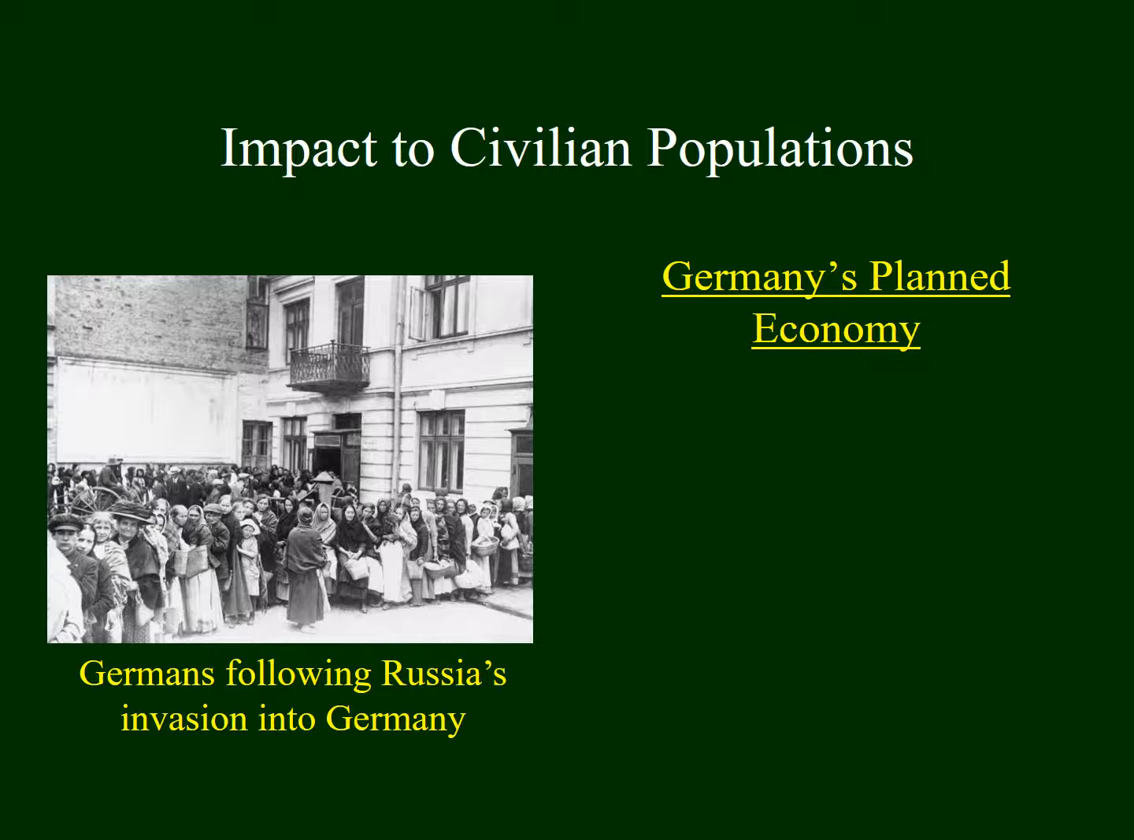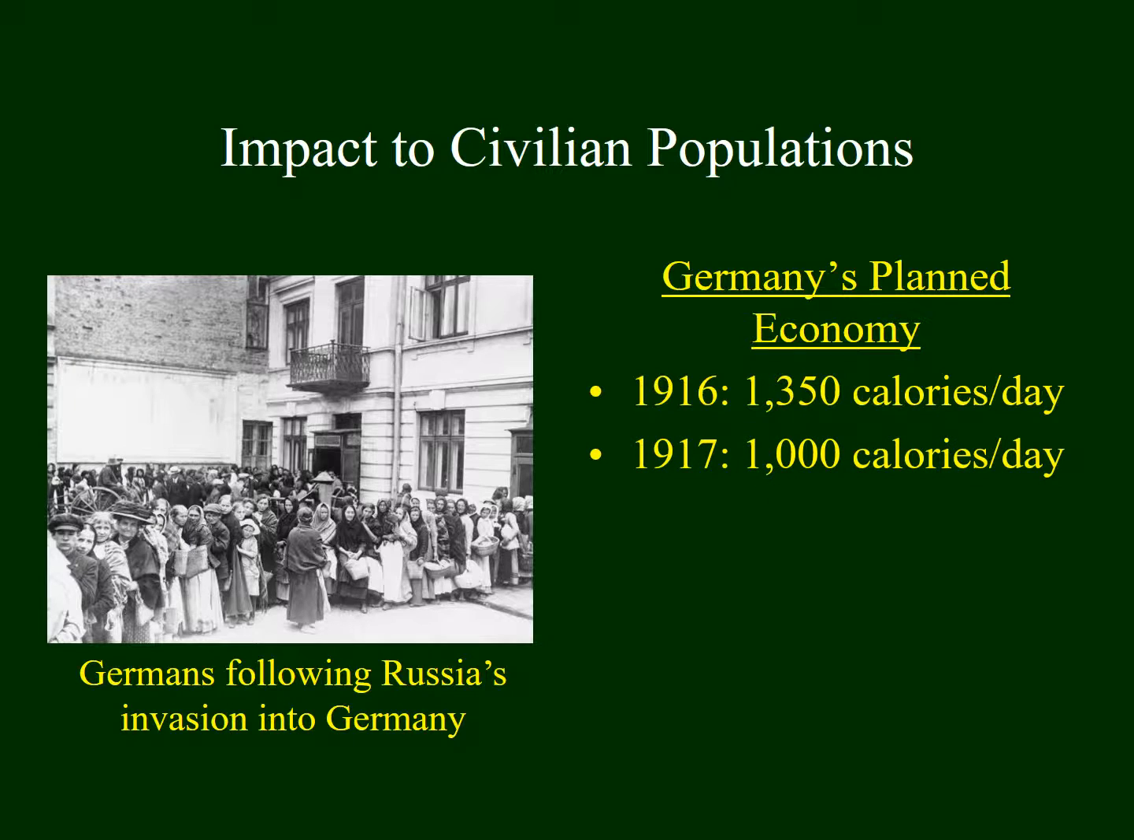Due to the interruption of the agricultural markets, there was less food for people to eat. Probably the country that had the best planned economy was Germany, and we'll see how the German people really suffered. In 1916, because there wasn't very much food for them, the government issued a ruling that people should have access to 1,350 calories per day.